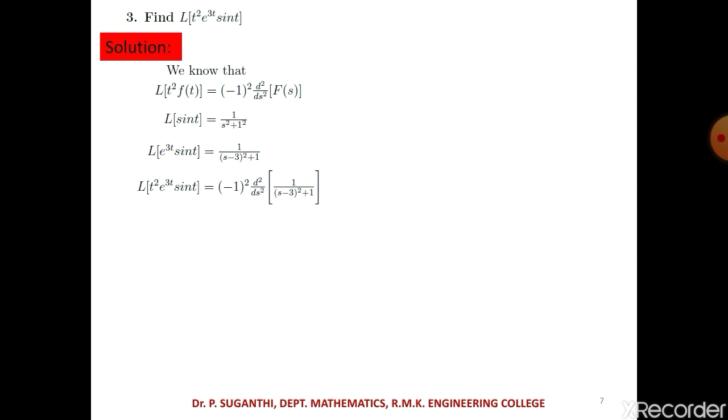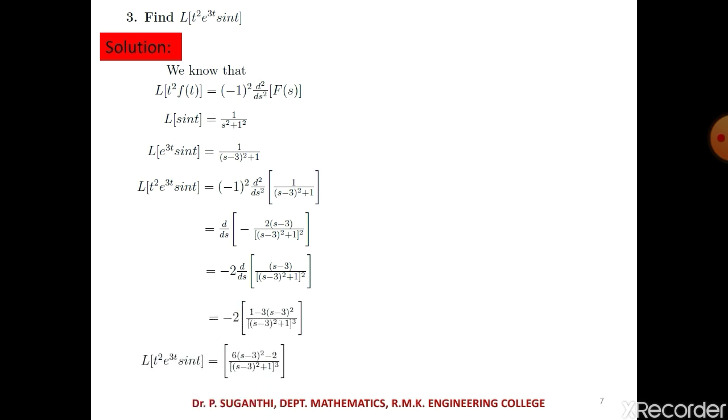After differentiation the first time, we are getting the result d by ds of 2 into s minus 3 divided by s minus 3 the whole square plus 1 the whole square. Once again, applying the differentiation, we get the result Laplace transform of t square into e power 3t into sin t, which is equal to 6 into s minus 3 the whole square minus 2 divided by s minus 3 the whole square plus 1 whole cube.